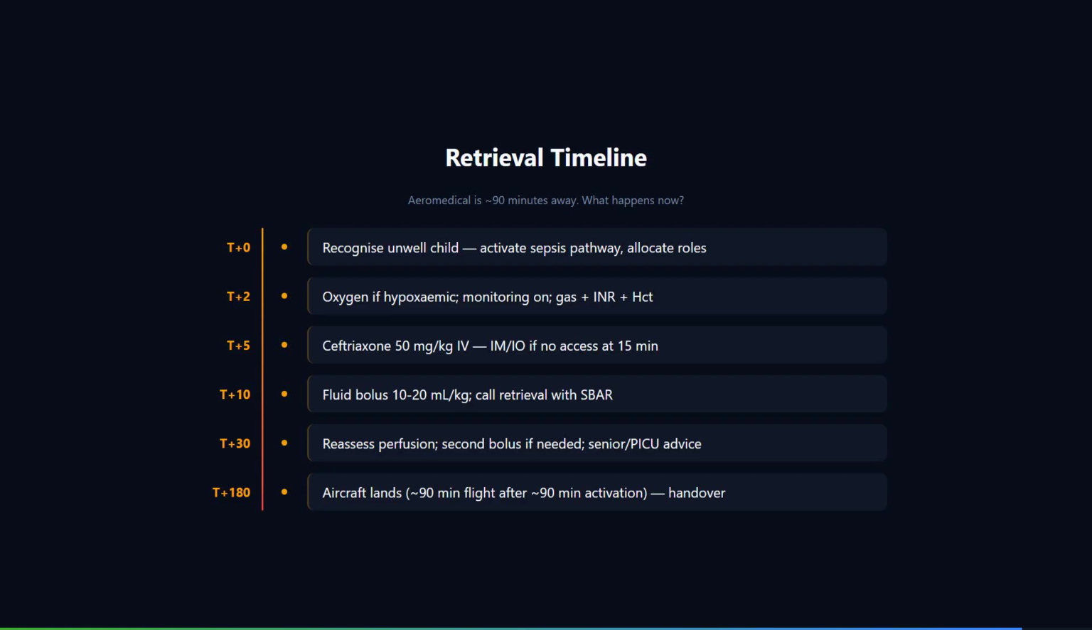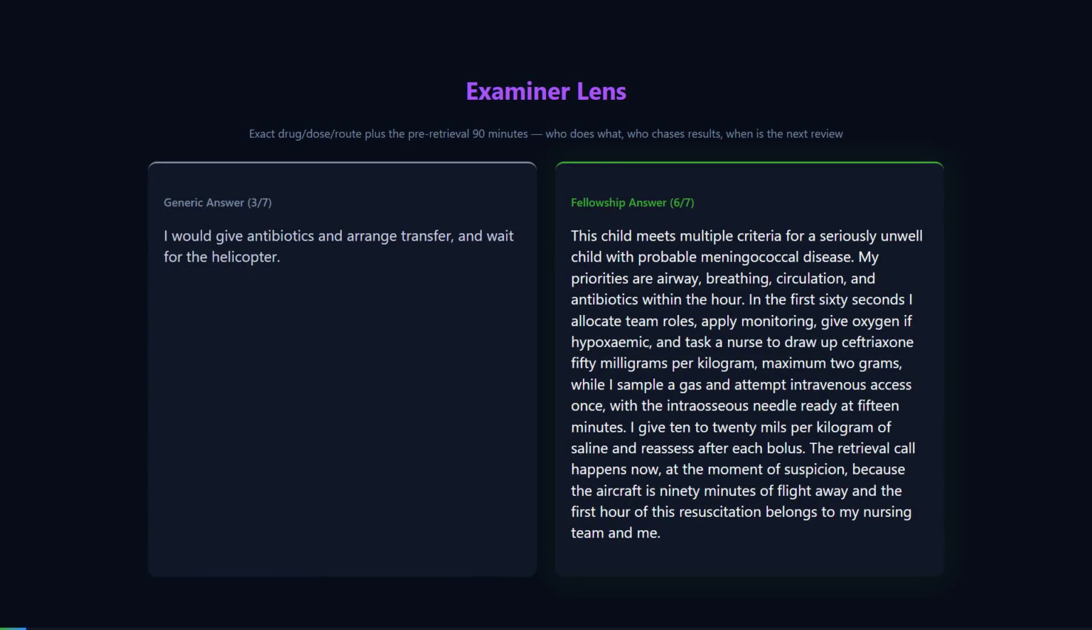Steroids. The classic Viva question. Dexamethasone before or with antibiotics in suspected meningococcal disease. In this child, the priority is antibiotics and resuscitation, and I would not let steroids delay them by a second. Adjunctive dexamethasone has a role in pneumococcal meningitis, and if the retrieved child proves to have meningitis, the receiving team will make that call with cerebrospinal fluid in hand. My honest exam answer is, not in the pre-retrieval hour in StAMPSville, and here is my reasoning. Good, because a candidate who volunteers a reasoned no, rather than a reflexive yes, reads as a safe clinician.